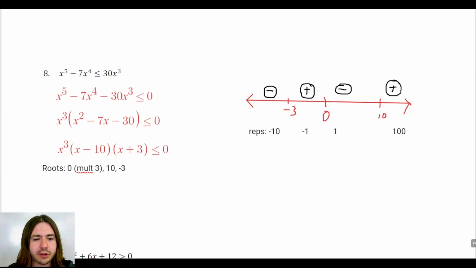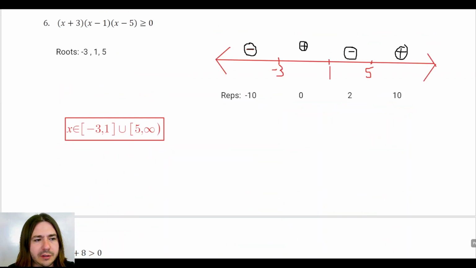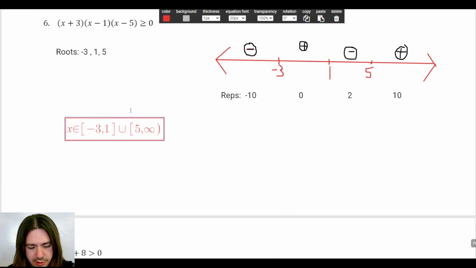In this problem, we're looking to see where this polynomial is less than or equal to 0. That's going to occur in this interval and in this interval right here, where it's negative. So let's go ahead and I'm going to steal one that has 2 intervals here.